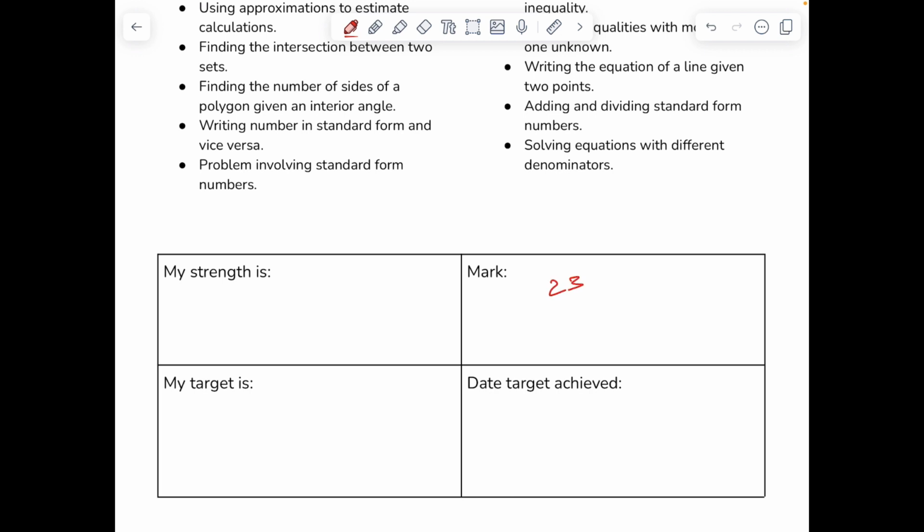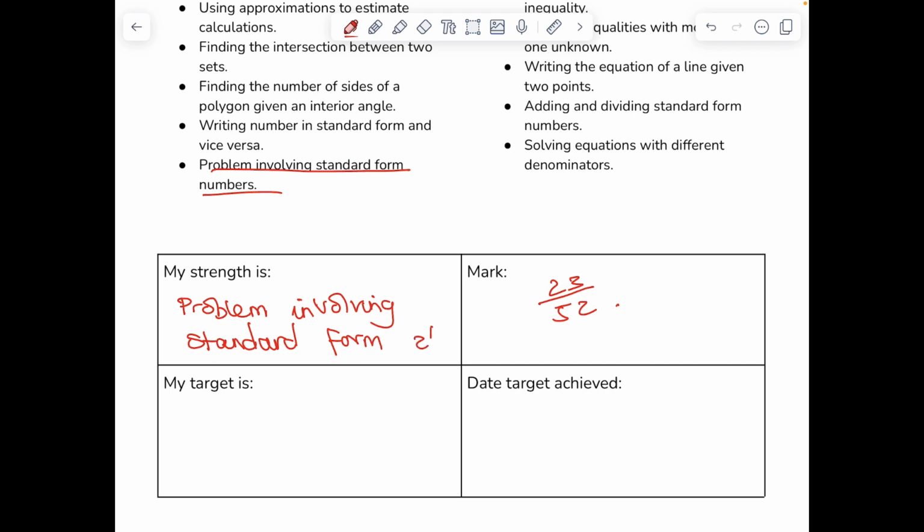So you got 23 out of 52. Write that down. Your strengths are anything that you got correct. So, for example, if you got the standard form question correct, you can put that your strength is problems involving standard form as your strength. And I want 2 or 3 strengths written in.